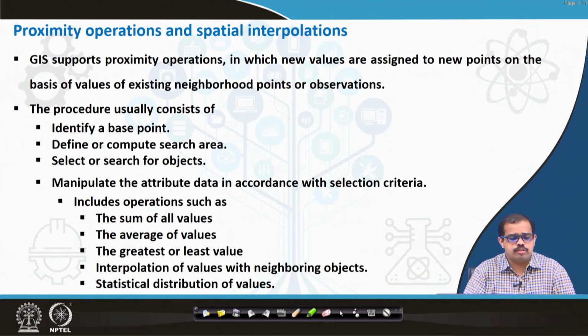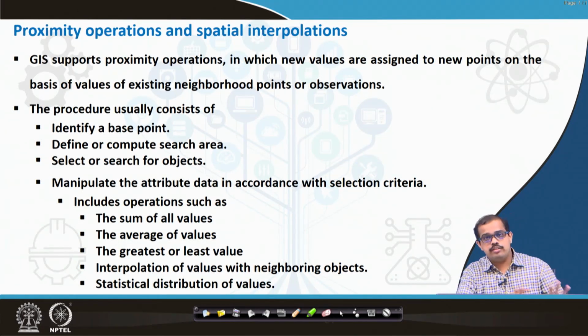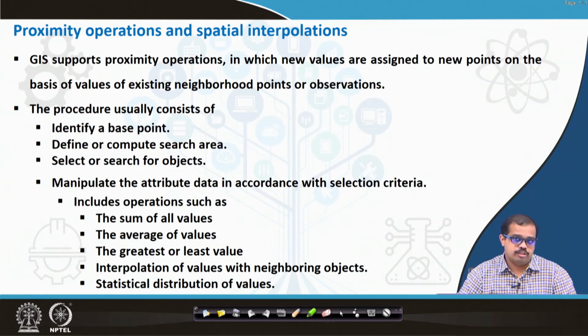The procedure here is: identify a base station first. Then define and compute a search area, then select and search the objects that can be in that particular region. Once you have understood the objects in that region, look at the values that you will have to consider. It includes operations such as the sum of all the values, the average of values, the greatest or least values, any kind of operation that depends on the user. I gave you an example of rainfall.